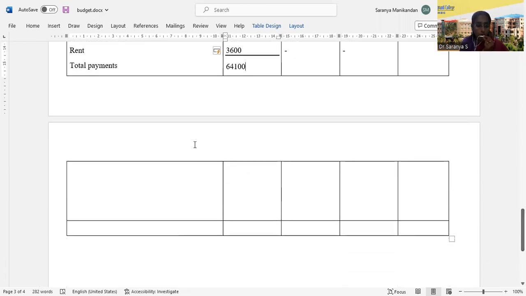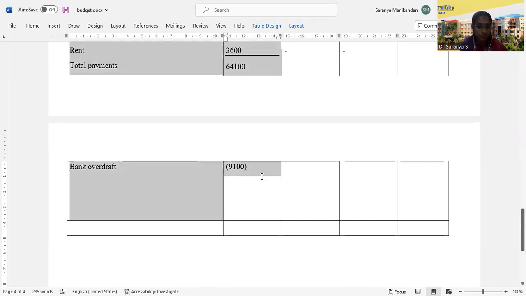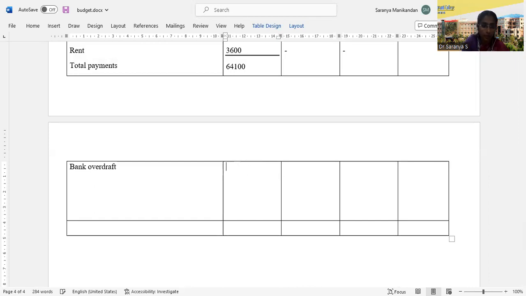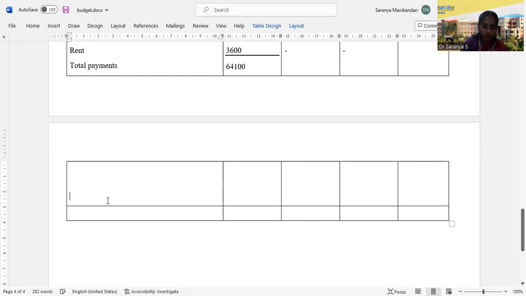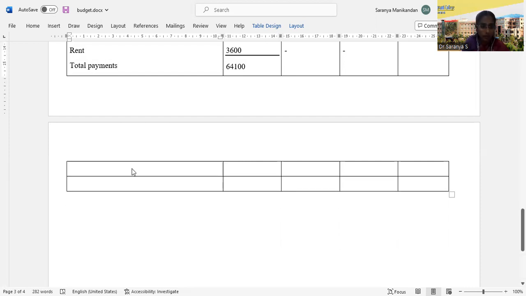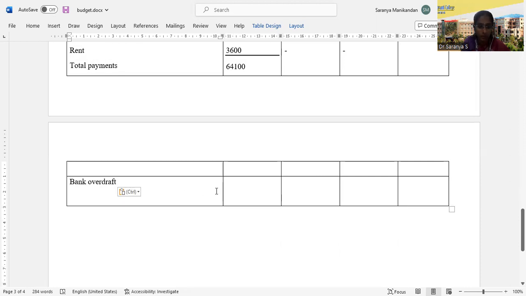Okay, so we have to go for overdraft. So we will write as bank overdraft. So 64,100 minus 55,000, we will get 9,100. 9,100 is our bank overdraft.